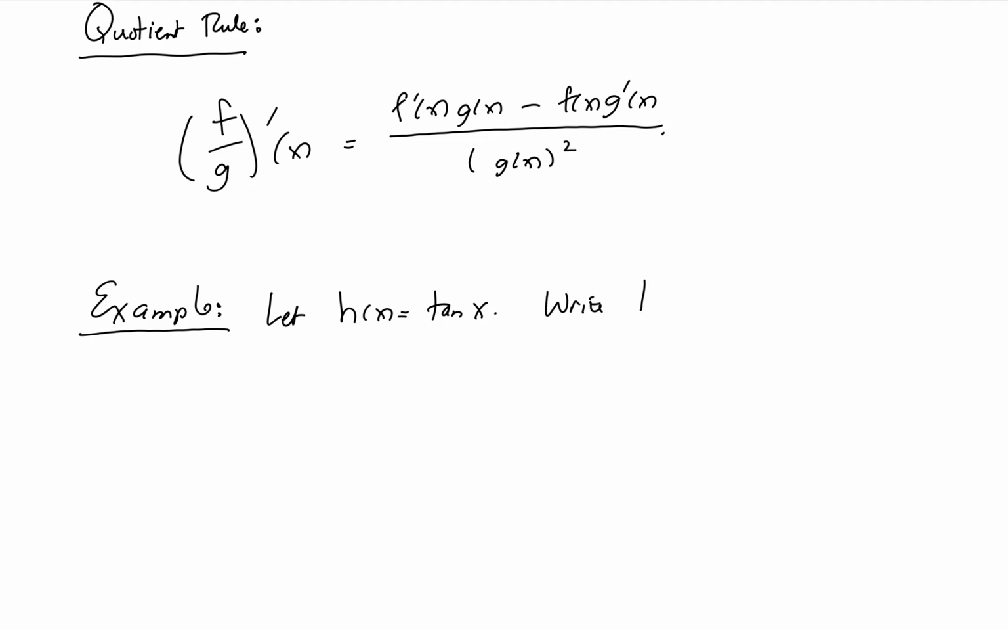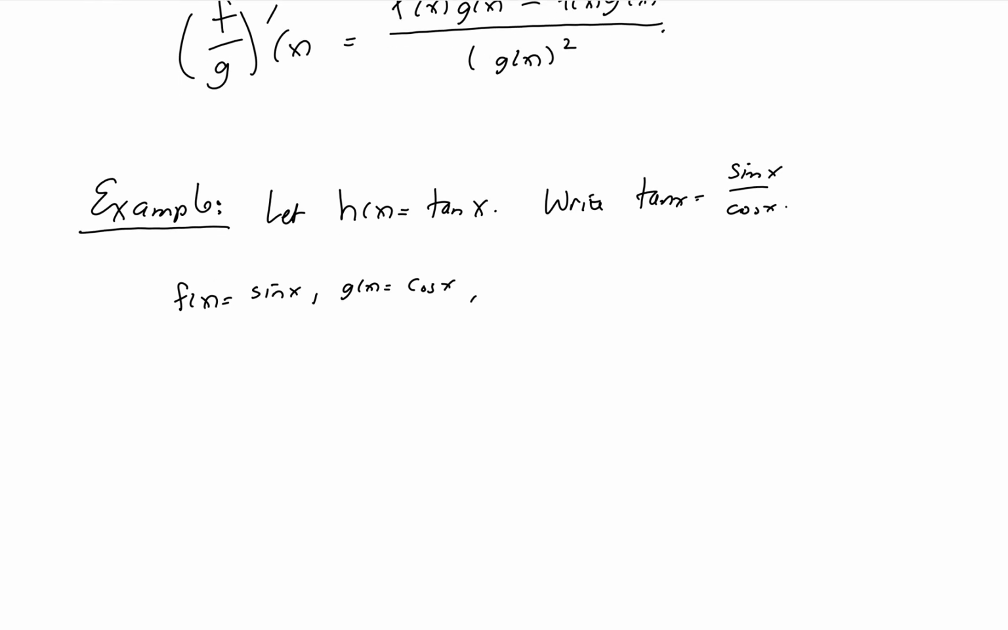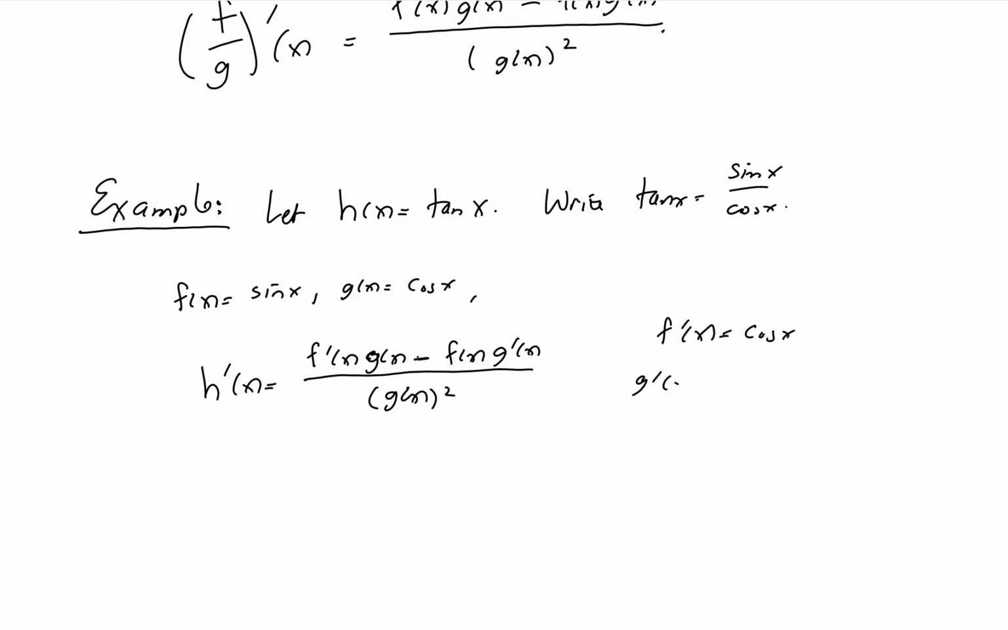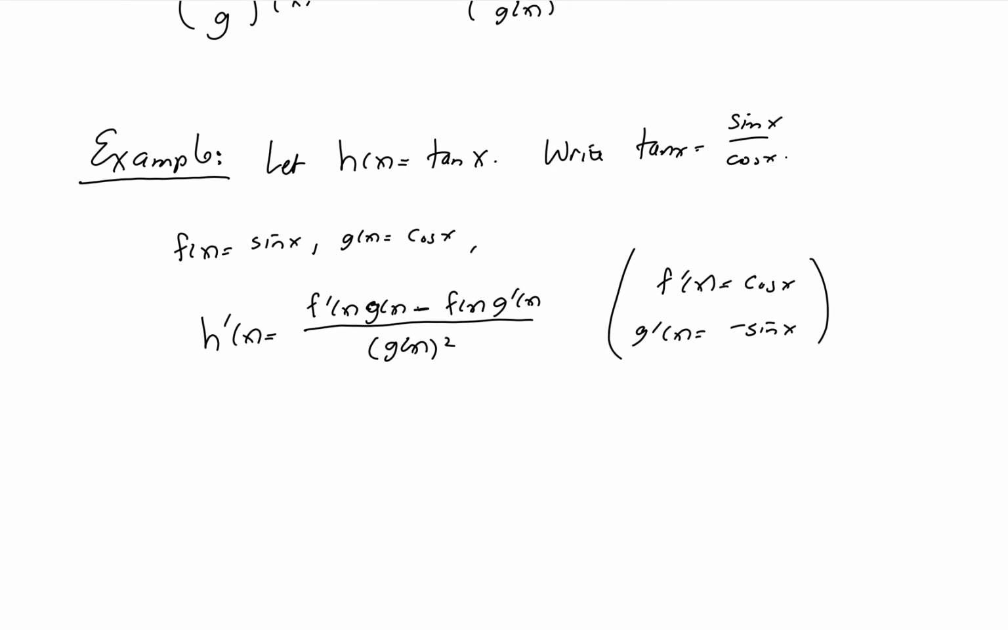So let's write tangent of x. Well, we know that this is sine of x over cosine of x. If we set f of x to be sine x and g of x to be cosine of x, then we can use the quotient rule to say h prime of x is f prime of x, g of x, minus f of x, g prime of x, over g of x squared. I know that f prime of x is cosine of x, and g prime of x is negative sine of x. That's from our work before on derivatives of trig functions.